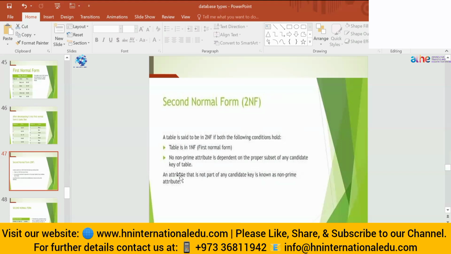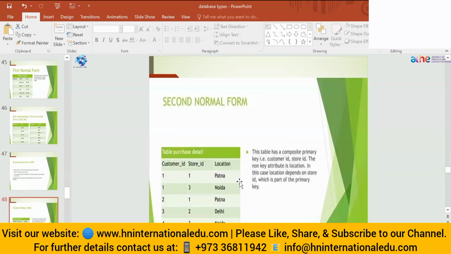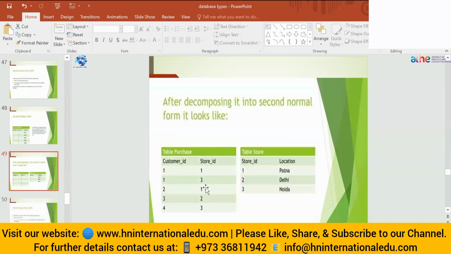Okay, let's see how that is possible. An attribute that is not part of any candidate key is known as a non-prime attribute. This table has a composite primary key, customer ID and store ID, because together they uniquely identify each row. The non-key attribute is location. In this case, location depends on the store ID, which is part of the primary key. So after decomposing into the second normal form, it will look like this.